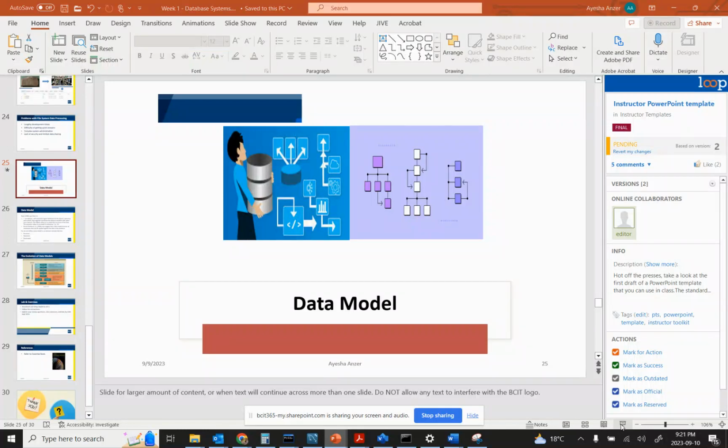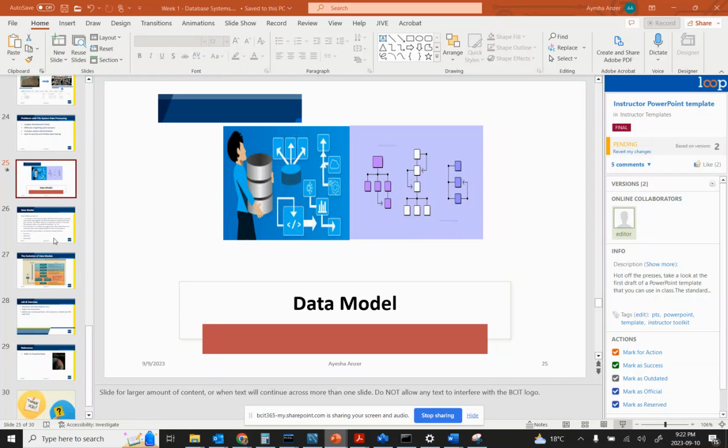Hello everyone. In this video, we will talk about the data models. Before we move ahead with a data model type, which will be a relational data model, we should understand what a data model is.